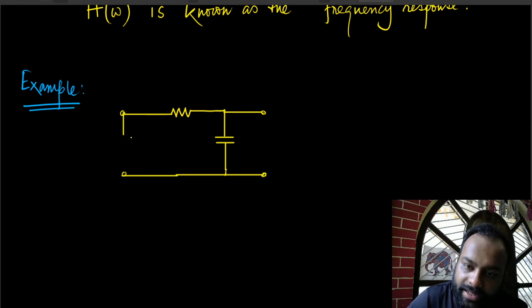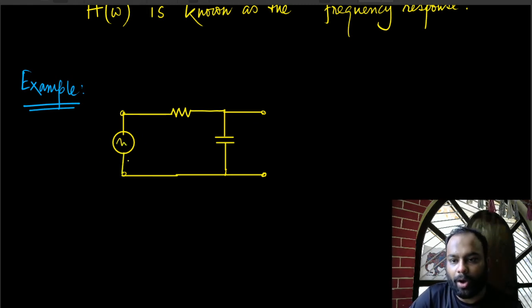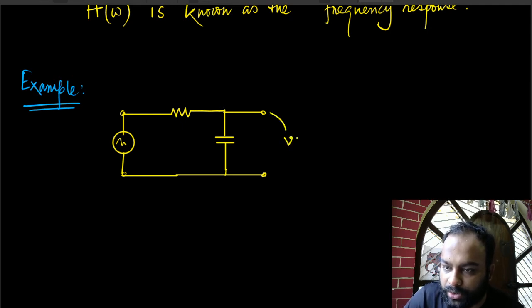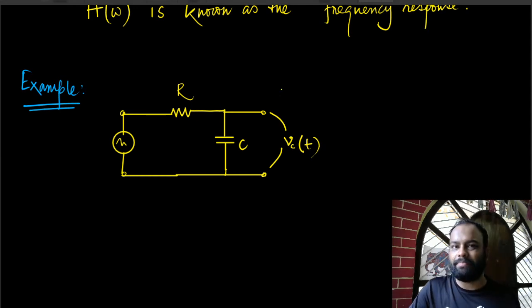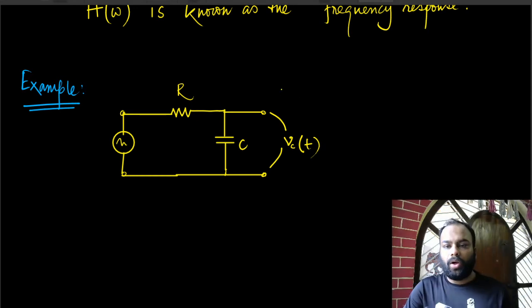Now here I excited the system with any signal. In this particular scenario, this is going to be a sinusoid, and of course I'm measuring the voltage across this. So this is going to be the voltage across the capacitor, right? This is the capacitance, this is the resistance. I'm considering this to be plus. In any case, the signal sign doesn't matter here.